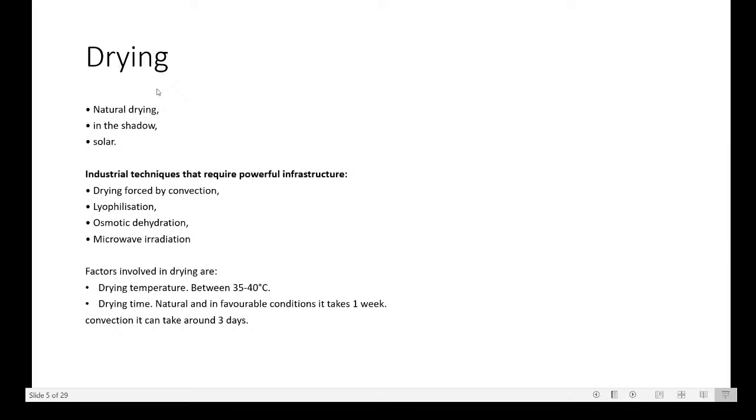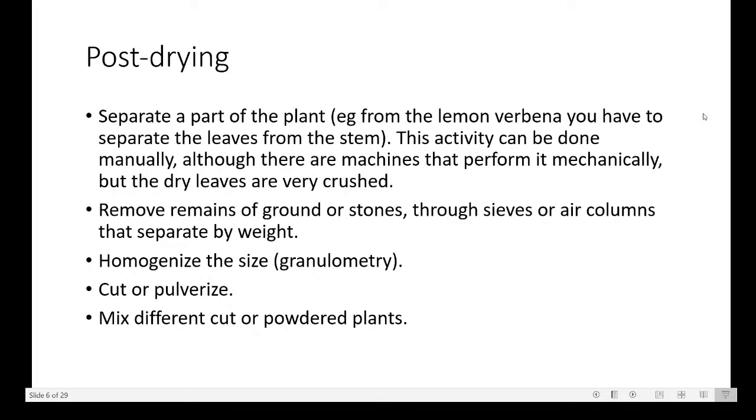Okay, next in the view of the drying process. Post drying, after the drying only we can find any dust or other plants mixed in that particular crude raw material. We have to separate the dust and other material, and after drying we have to separate the parts of plants. We have to separate the leaves, the stem, the root, everything.